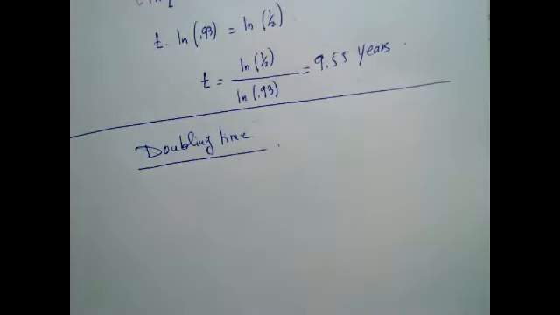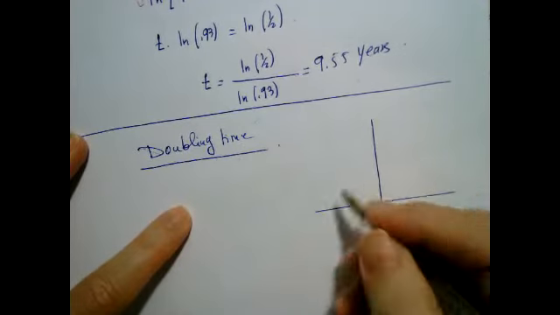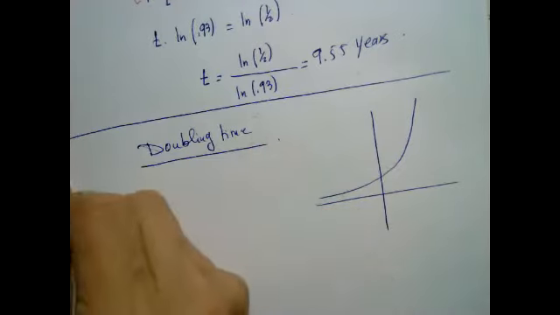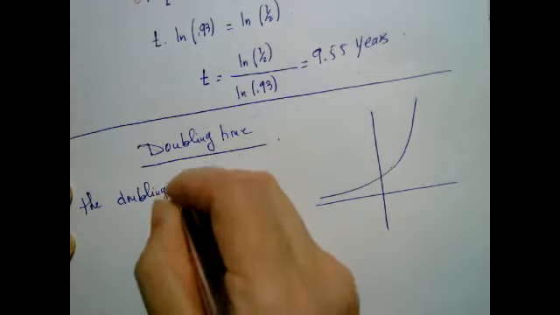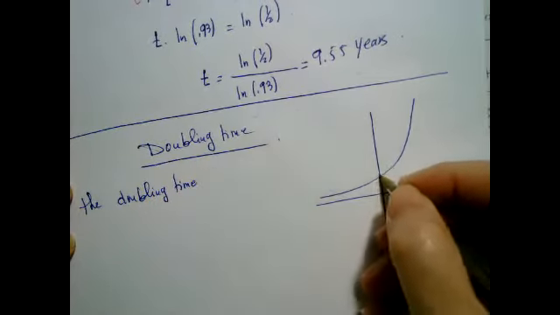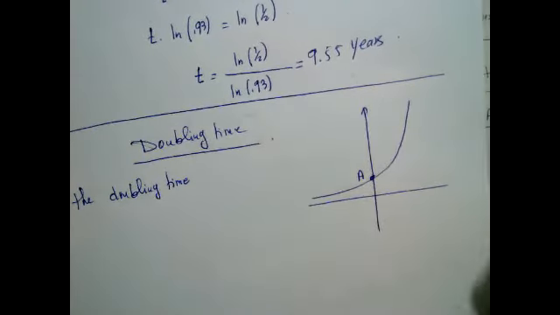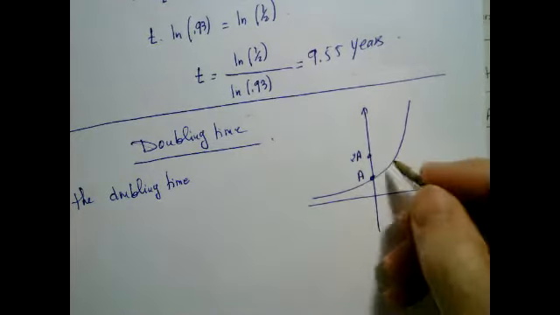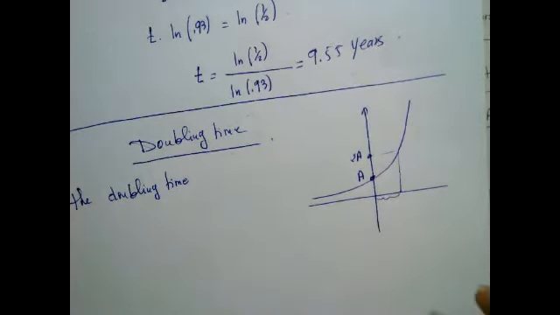Doubling time. Suppose I have a function which is an exponential function. What's the doubling time? Suppose I have a function which is increasing, an exponential function. Then the doubling time, so that's my population. It starts here and it's increasing. I'm taking this case. At some point, the population is twice what it started with. The doubling time is how long it takes for the population to double its value.